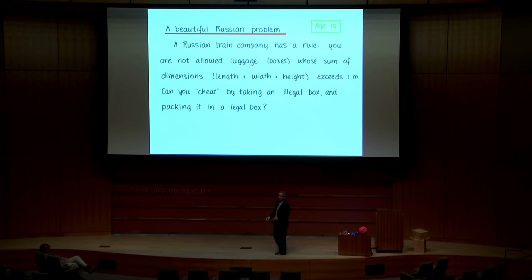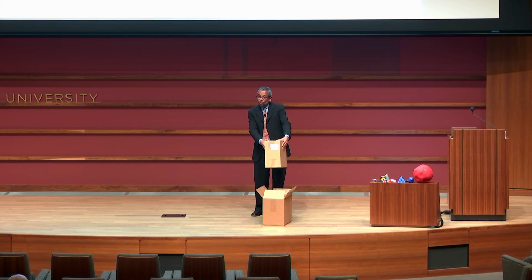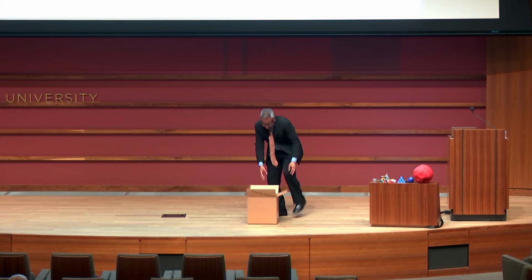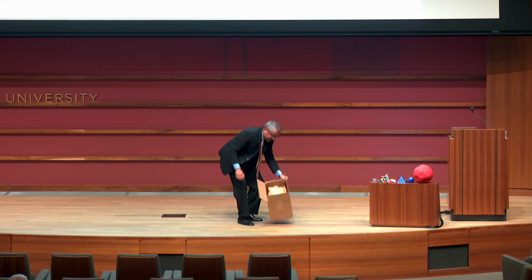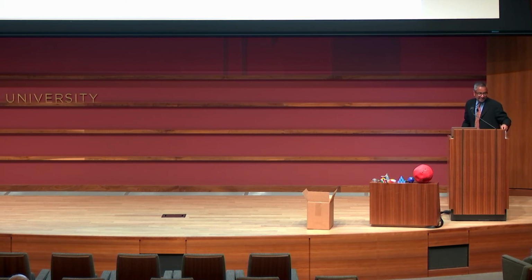And the question is, can you cheat? You have one box, and it's illegal, but maybe you can put it in another box that's legal. Now certainly, if you can't fit it in nicely, perfectly corner to corner, because otherwise the 3 dimensions of this one will be smaller than the 3 dimensions of that one. So if this one is already illegal, that's illegal too. But maybe you could fit it in some slightly diagonal way, and then it fits.